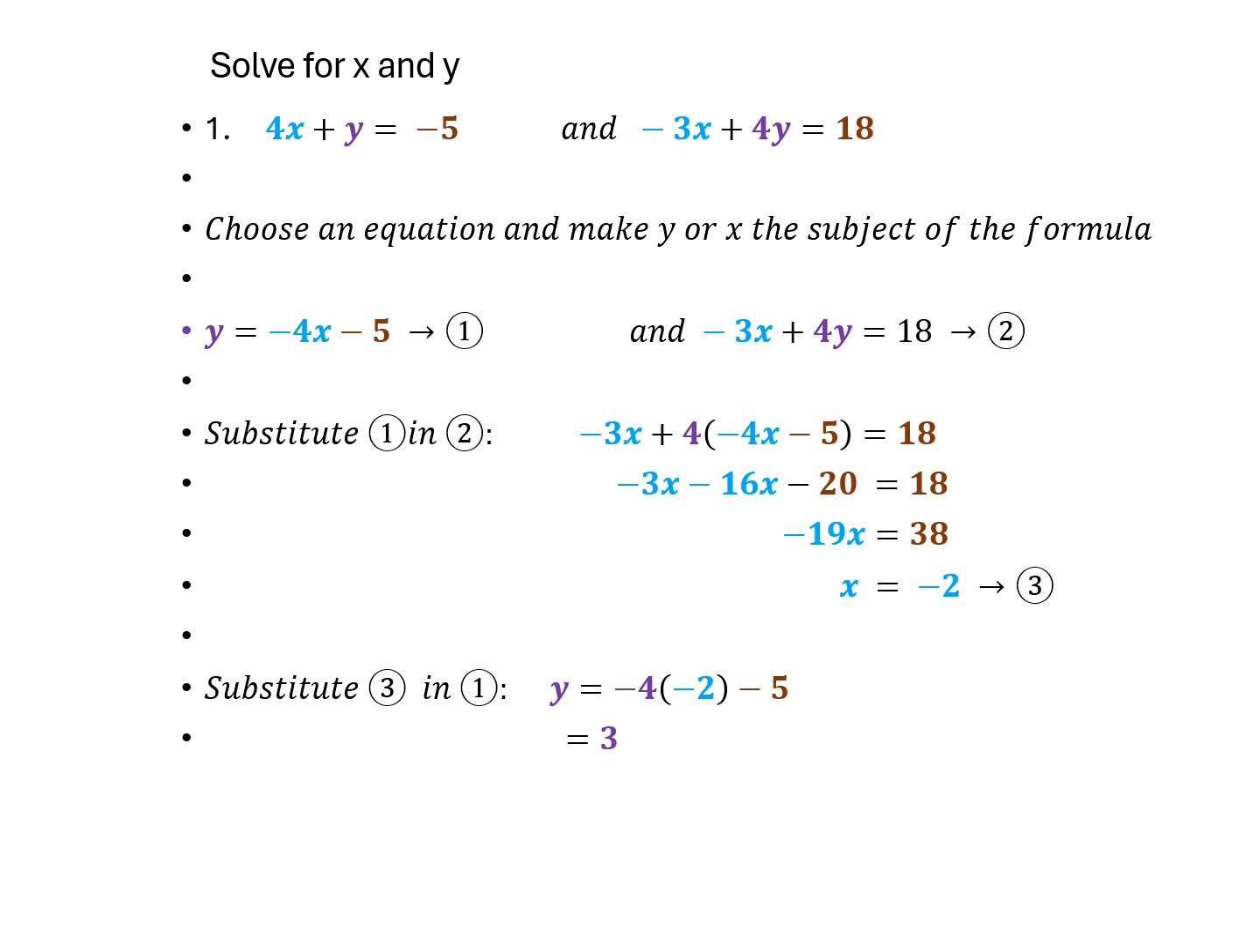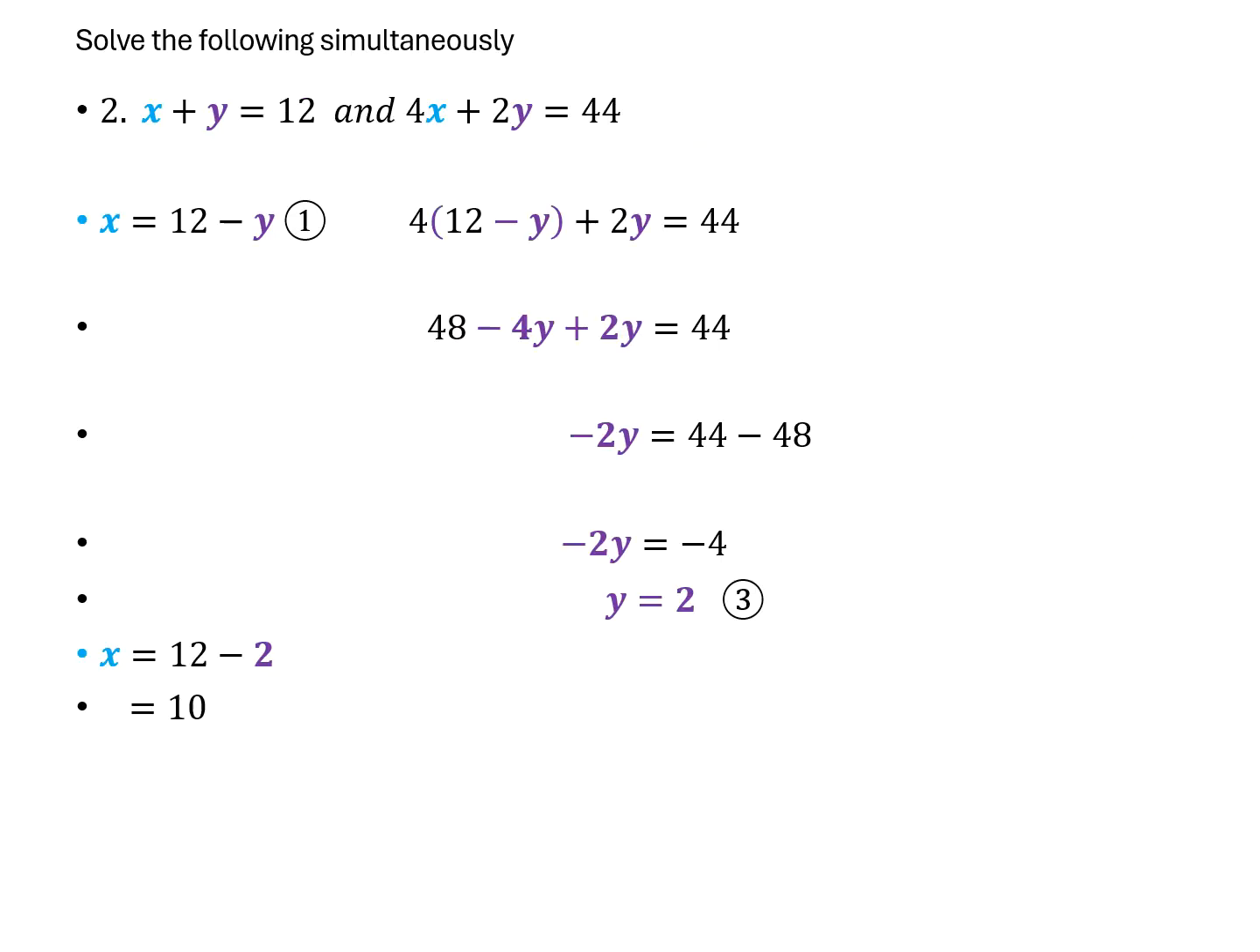But let's look at the second problem. They say practice makes perfect. So here we have x plus y equal 12 and 4x plus 2y equal 44. There are two unknowns, x and y. The only way to solve when you have two different letters of the alphabet, or variables as we call them, is to solve simultaneously.